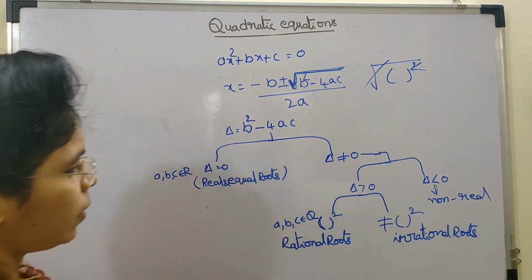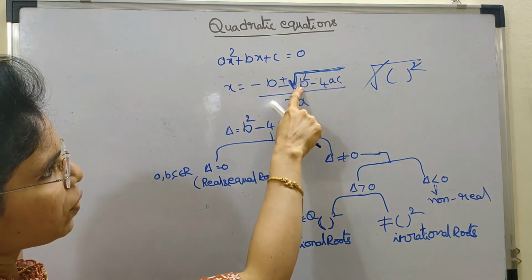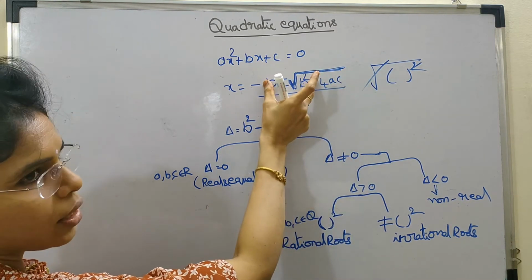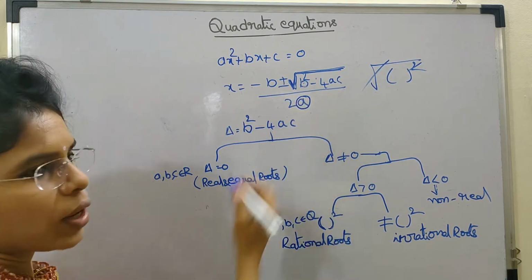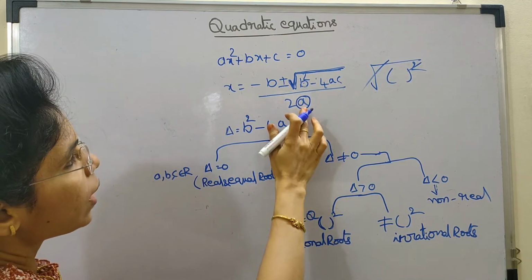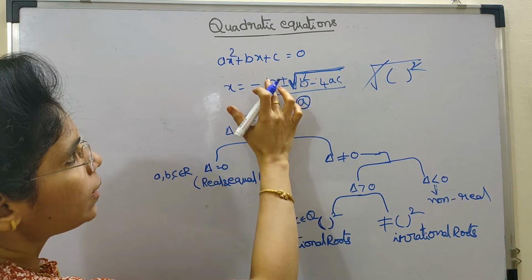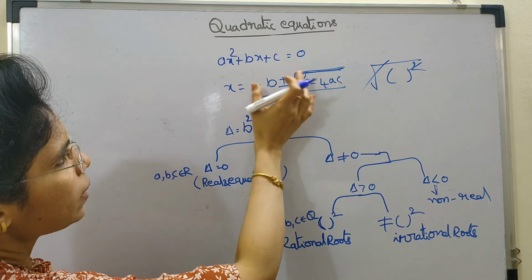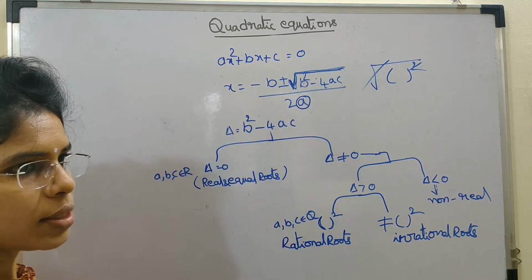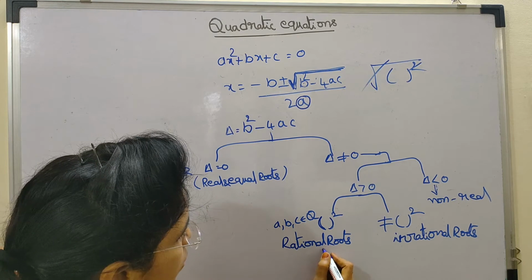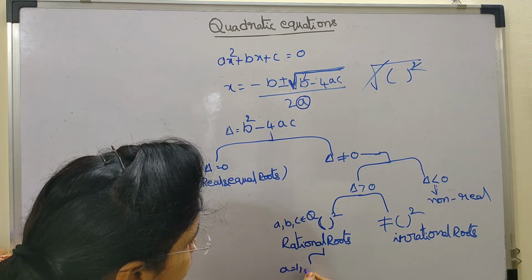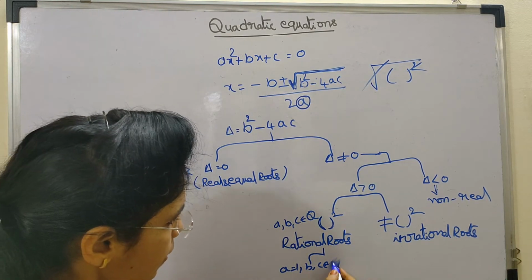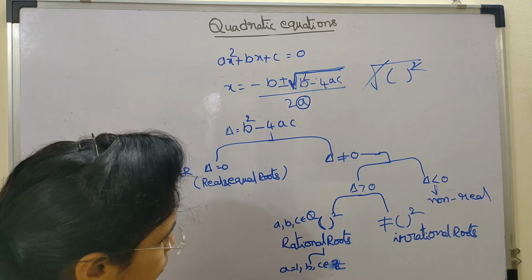And again, if it is a perfect square, these two get cancelled, and you have some ordinary expression here. Suppose this a is equal to 1, and b, c are integers. Then what will happen? These roots become integers, integral roots. So again, if it is a perfect square and a is equal to 1, and b, c are integers, then you have integral roots.